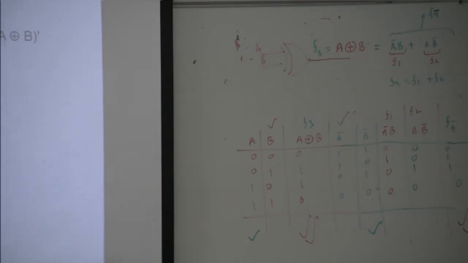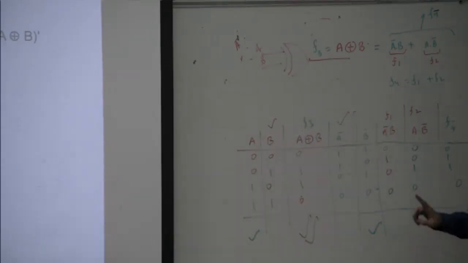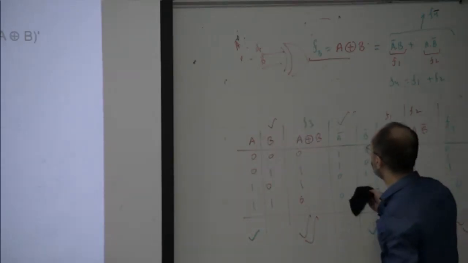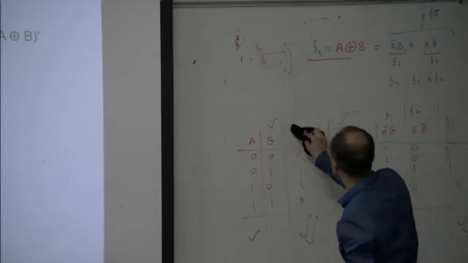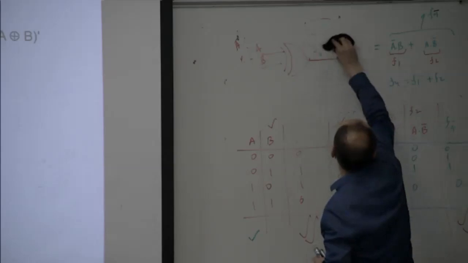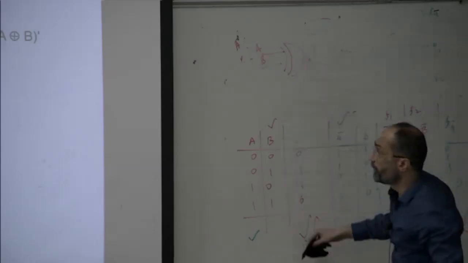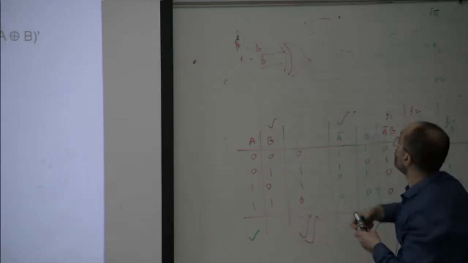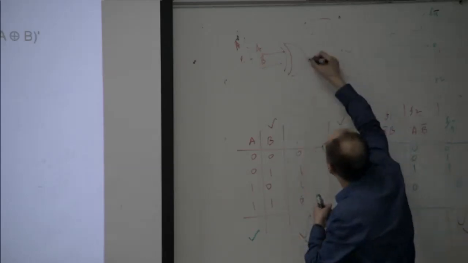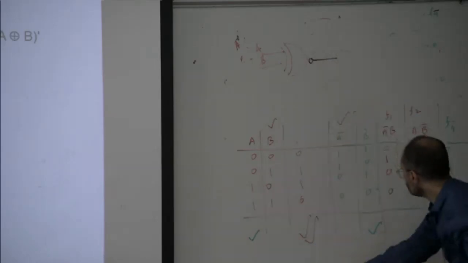Exclusive NOR gate. So as far as until now, we have studied which gate? Exclusive OR gate. Now we are studying another gate, which is called the exclusive NOR gate. In the exclusive NOR gate, we just put an inverter at the end of the exclusive OR gate. Can you see here? So we put an inverter here, and this is the exclusive NOR gate.